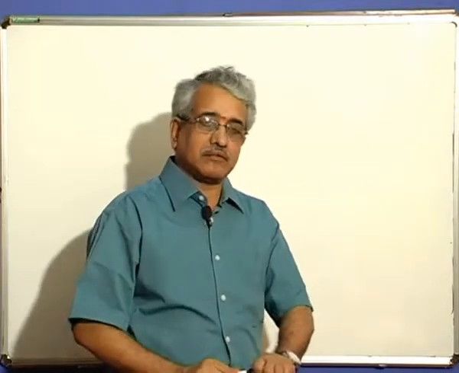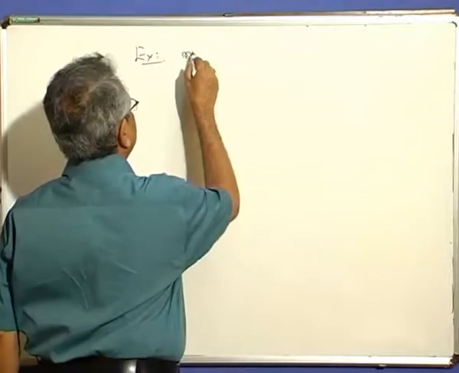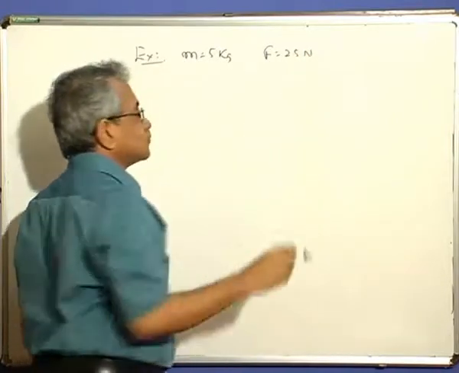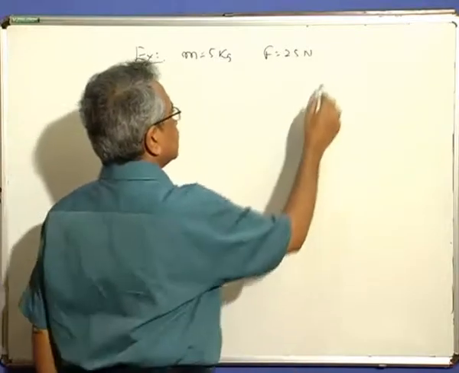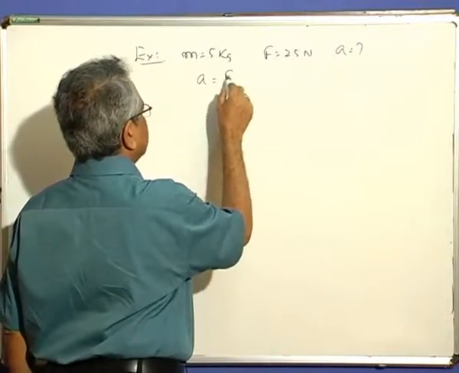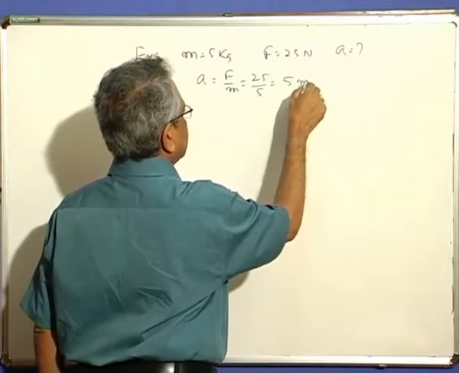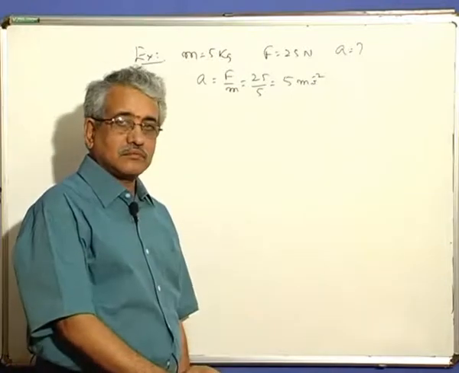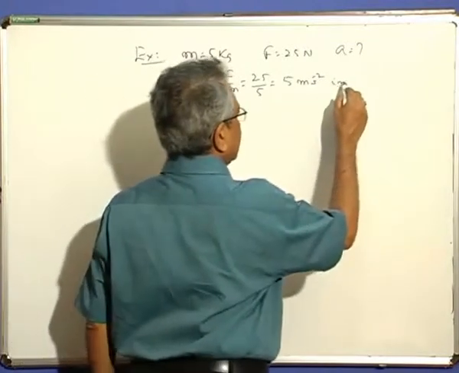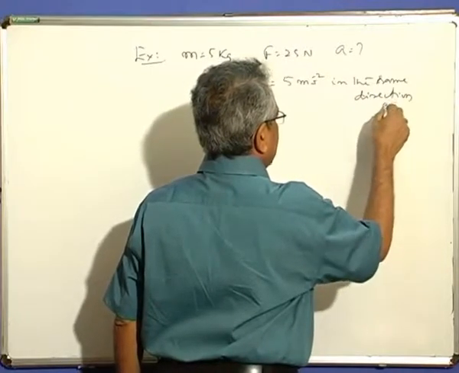Let us take one example here. One problem we'll see. What does the problem say? There is a body of mass 5 kg and a force of 25 newtons acts on it. What is the acceleration produced in the body? That is the question. Acceleration is force by mass, so it is 25 by 5, which is 5 meters per second square. As long as this force is acting, this acceleration will take place in the same direction as the force F.